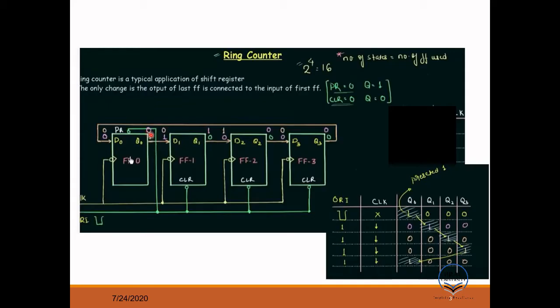For the second clock, this is your output, and your initial value was 1 here, so it's getting 1 here. So if D1 is 1, Q1 will be 1. So for the second clock, Q1 will be 1. Here the output was 0, so 0 will be going here. If input is 0, output will be 0.